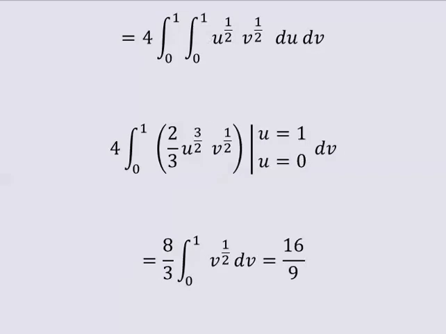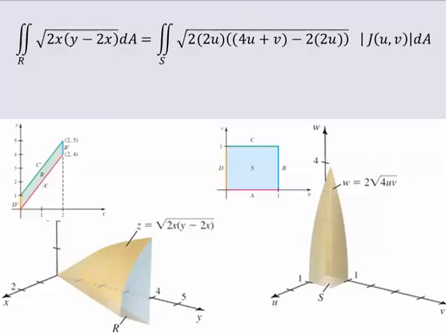And we get a value of 16/9. So these are our two solids. We were integrating over the solid on the left. That was using the parallelogram. And then we changed our region from a parallelogram to a square, a 1 by 1 square. And that gave us a new solid, but not a new volume.